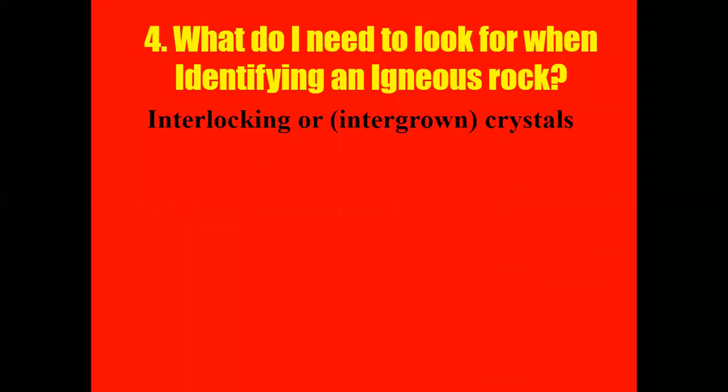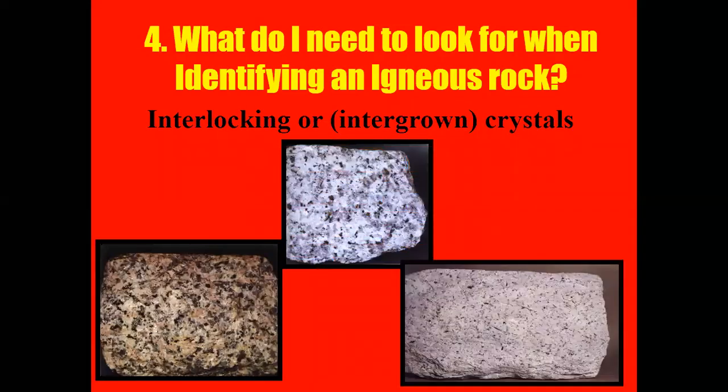You also want to look for interlocking or intergrown crystals. This is big because it comes up on the regents when we talk about the lab stations. This is one of the things that you're going to have to remember. So if you see interlocking crystals, especially with granite, that's a good one to figure out. You'll know that it is an igneous rock. Granite's a dead giveaway on that one.